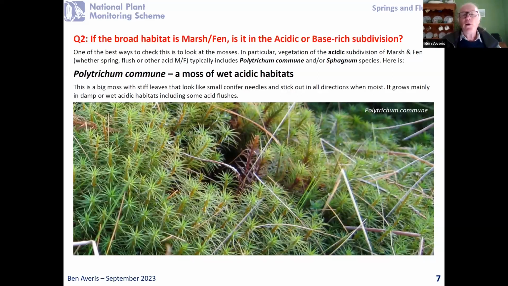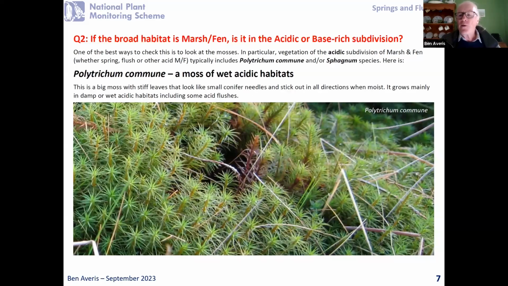help that way. Polytrichum commune, this big thing that looks like a moss with leaves like miniature conifer needles, is a very good one to point us in the acid direction. These first pictures I've got here are all the acid fine scale subdivision of marsh and fen, and then we move on to the base rich subdivision.